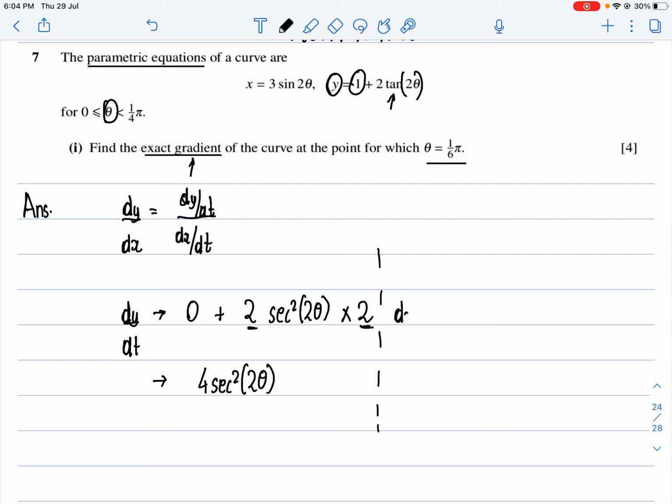Now in the same way, I have my dx by dt, which is the differentiation of sine first. The differentiation of sine is basically cos. So I can write this as 3 cos 2 theta multiplied by the differentiation of 2 theta, which is 2. Now I can do 3 into 2, which is 6. So I can write this as 6 cos 2 theta.